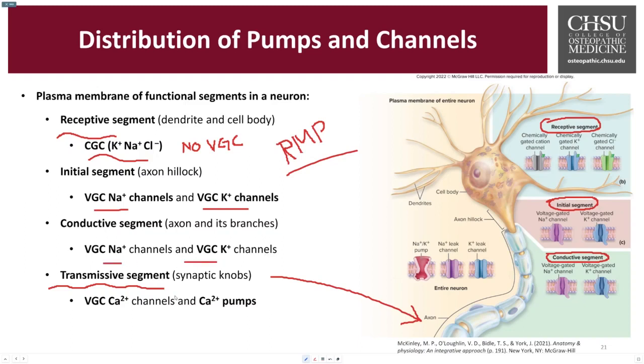However, at the transmissive segment, towards the synaptic knobs, you're going to find voltage-gated calcium channels and calcium pumps. And this is directly related to the releasing of the vesicle to allow the neurotransmitters to be secreted.